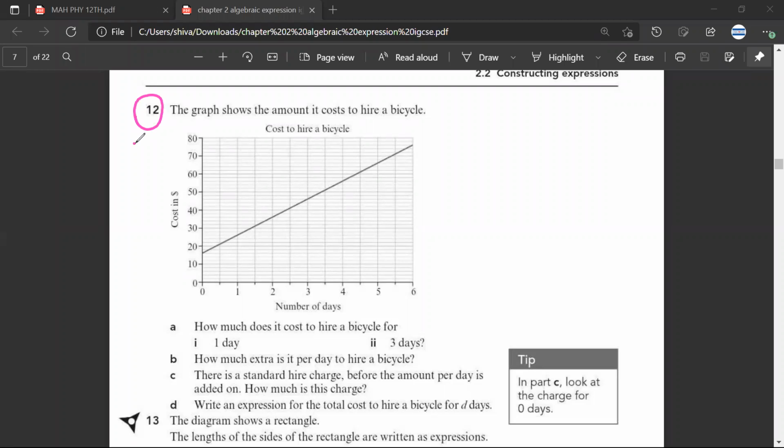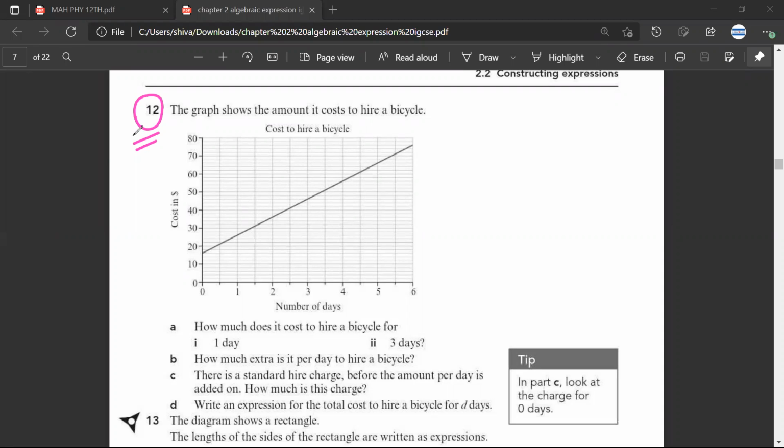Mr. Satya, how should I do question number 12? So in 12A, we have to find how much it costs to hire a bicycle for 1 day. According to the graph, it costs $24 for 1 day.